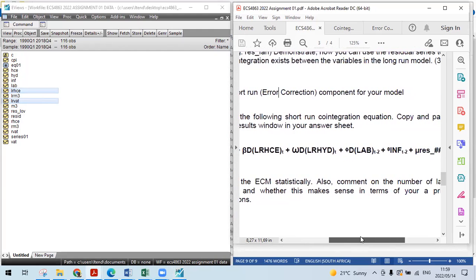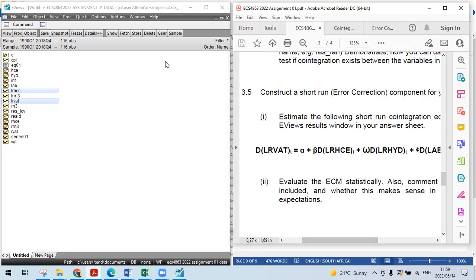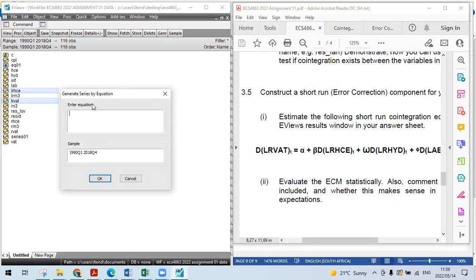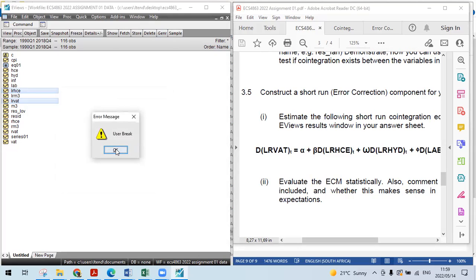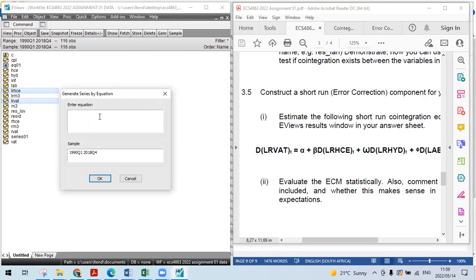Then there's lab, there's inflation. But I can quickly do it, man. Because we don't have RHYD, which is equal to HYD divided by CPI times 100. Right? Oh, sorry. Times 100. RHYD is equal to HYD divided by CPI times 100.